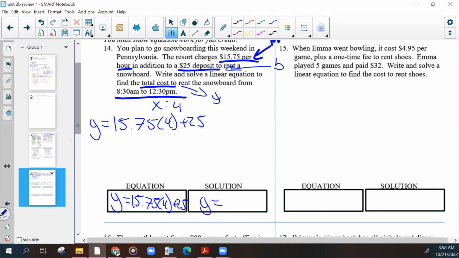Is that what we all got? 88? Yes. So then our total cost would be $88. Other questions on this page? Taylor? 16.